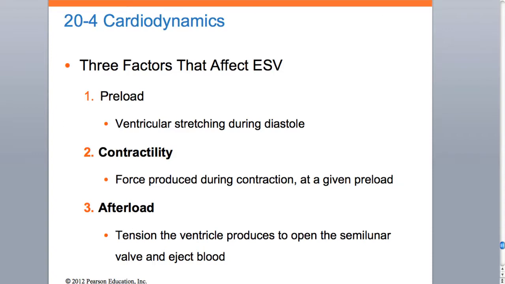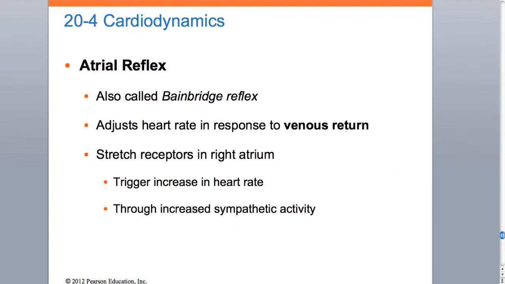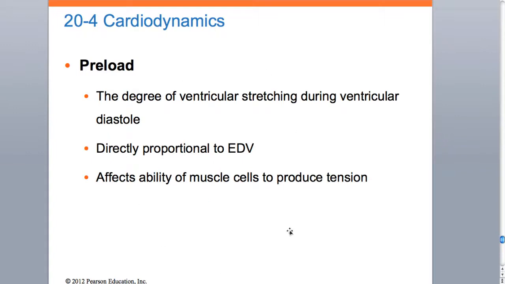So let me back up real quick so you can write these down or make a note of them. Okay, we've talked about that one, and I'm now on this one. So this is your preload one. It affects the ability of muscle cells to produce tension. Preload was the one where you had fluid in your ventricle and it stretches the ventricle and allows more of a force, more of a push. Okay, next slide.